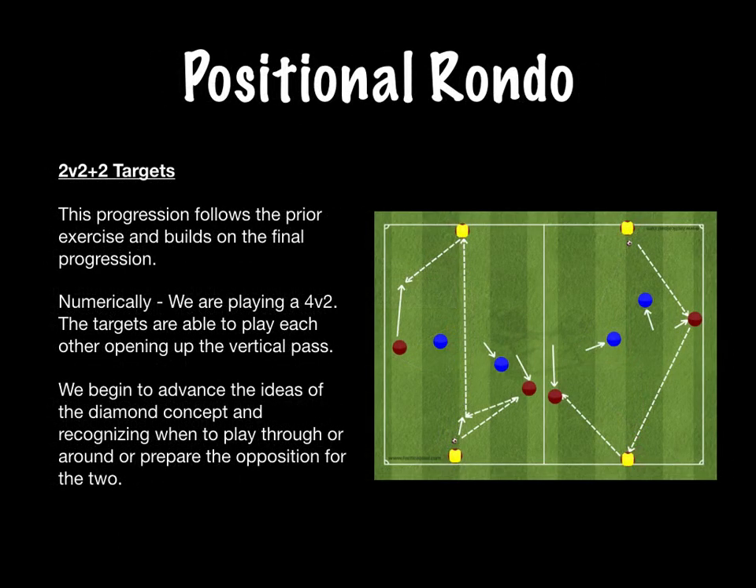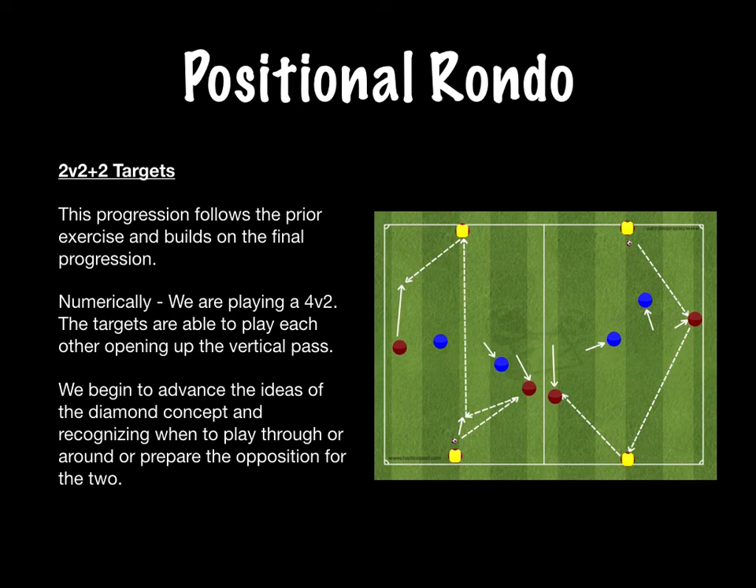The next stage is just building on the technical piece that we had before. We created 2v2 plus 2. There's several other positional rondos that you can do to highlight this idea, but for us at the very beginning, it paints the clear picture. So the 2v2 plus 2 creates that 4v2 idea. In the exercise, the yellow targets are able to play each other, so we do have that option of playing through, and then obviously we can use the reds to play around.